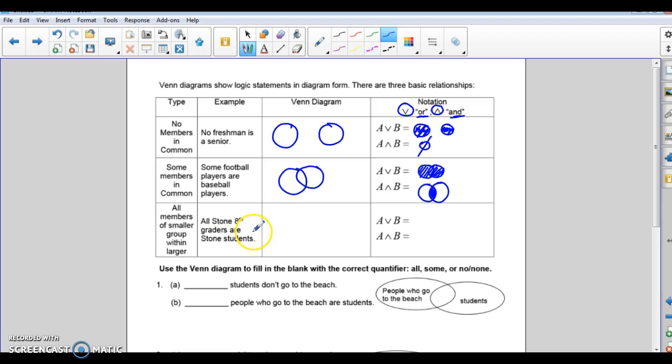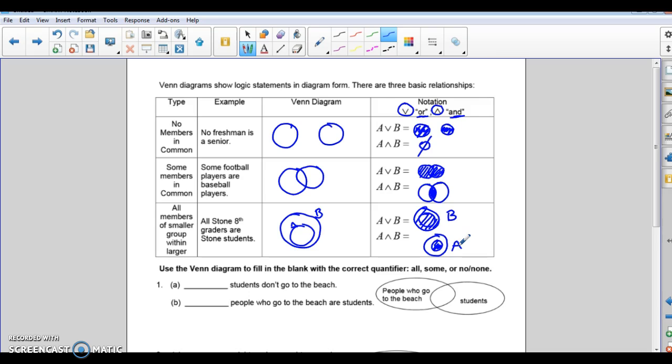Easy. Now, the third case is all members of a smaller group are within a larger one. What does that mean? One is a subset of the other. The Stone 8th graders are all Stone students, so that's the subset. How do you make the union, A or B? Let's say this is A and this is B, then A or B will be B. Is that right? It's going to be B. And then A and B will be what they have in common, which is A. Okay, so this is very, very straightforward.